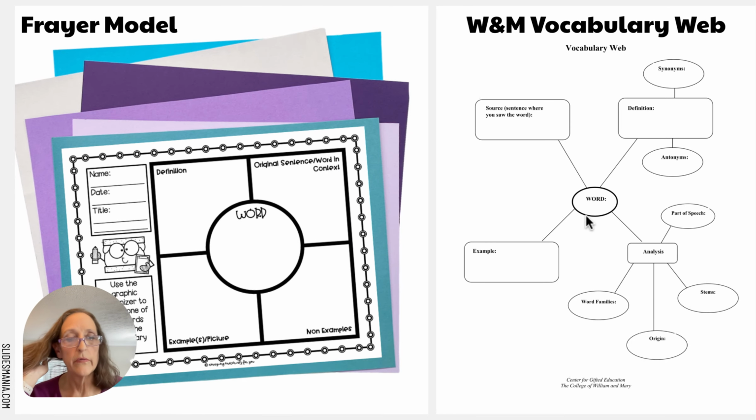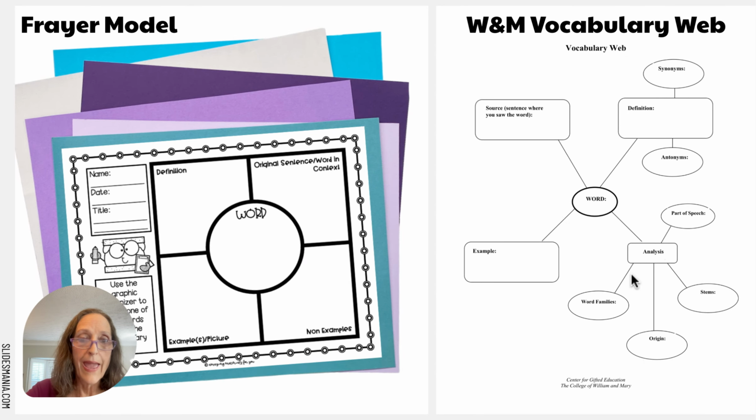This is what they do: they choose the words they want to work on. Right now, we're having our students choose 3 words from every text that they read, and they write the word in the middle. Then they write the sentence where the word was found. Then they look it up. They have to use the dictionary, look it up, write the definition, and then they find synonyms and antonyms. And then they give an example. And what we ask them to do is write an original sentence using the word, just like you would with the Frayer model.